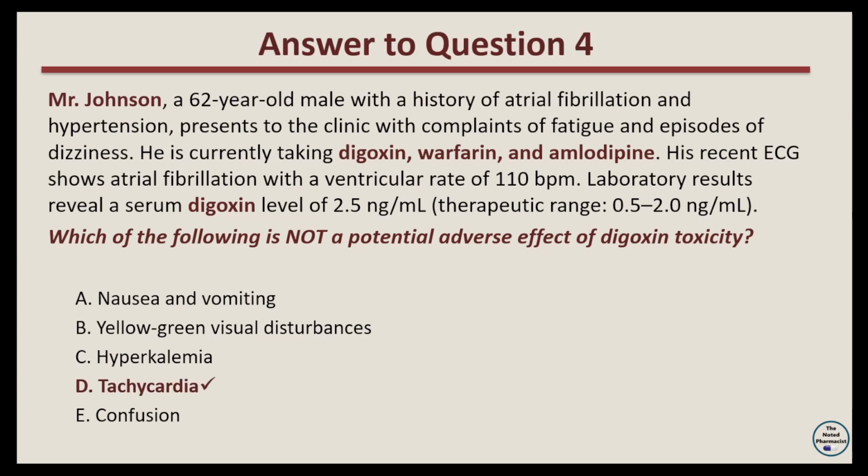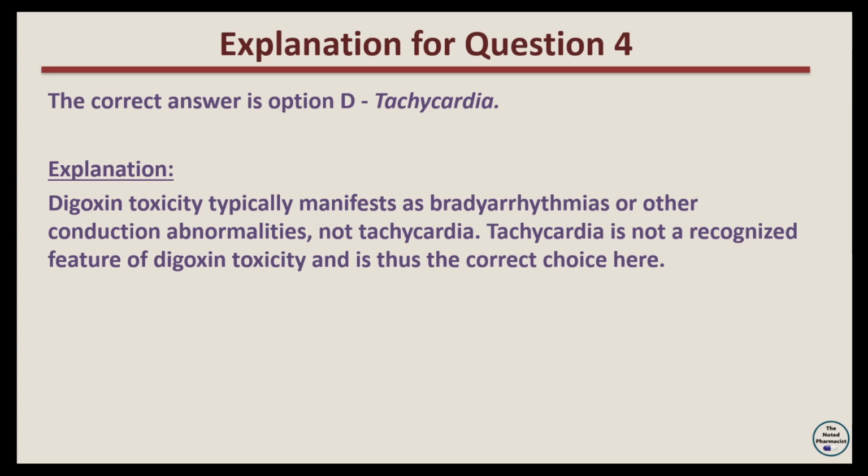The correct answer is option D, tachycardia. The explanation is as follows: digoxin toxicity typically manifests as bradyarrhythmias or other conduction abnormalities, not tachycardia. Tachycardia is not a recognized feature of digoxin toxicity and is thus the correct choice here.